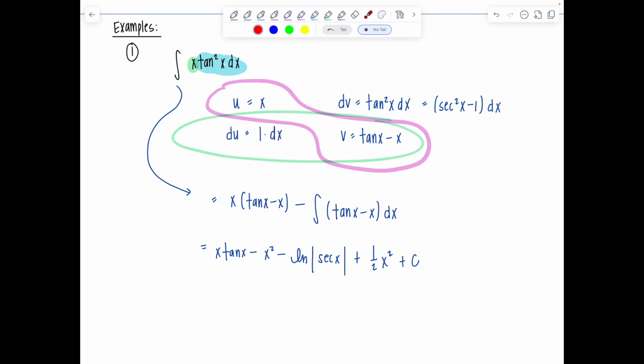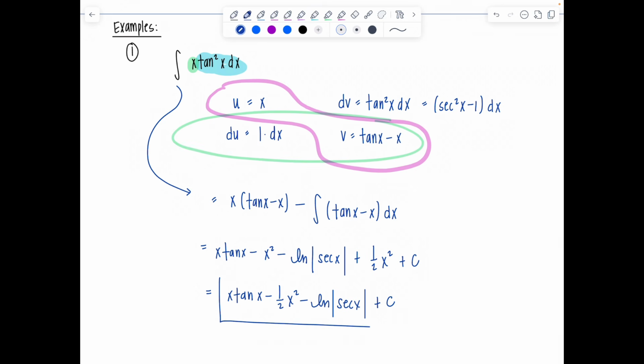Okay, are we done? No, we can combine like terms right there. So let's do that. Don't want to lose a 1/2 point on something silly. So x tan x, this will be minus a 1/2 x squared minus natural log absolute value secant x plus c. Okay, perfect. Box that with pride and let us move on.